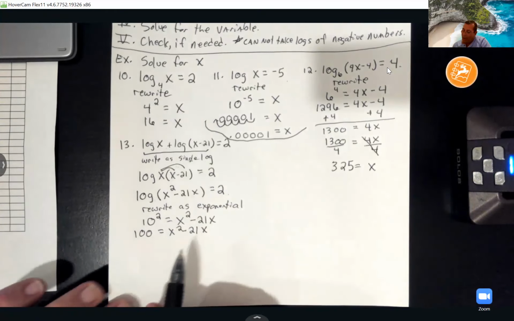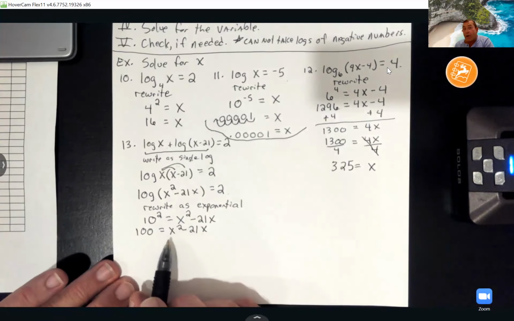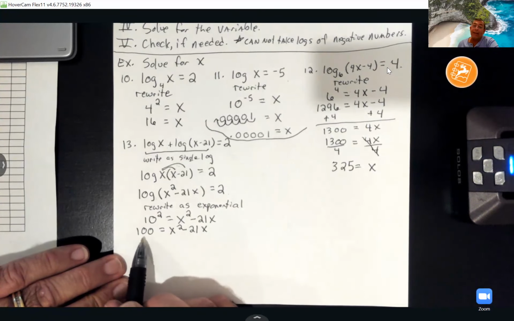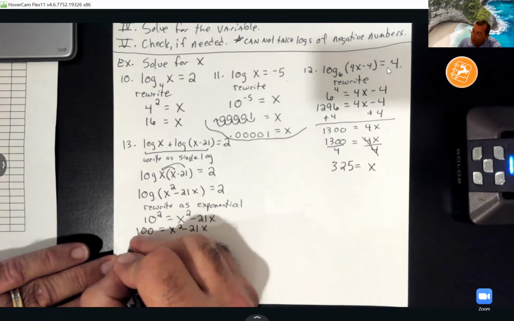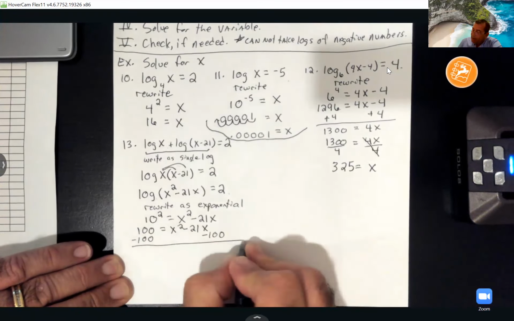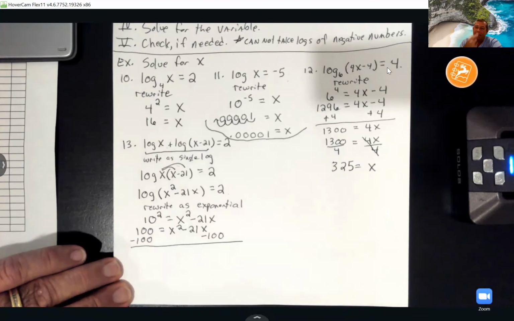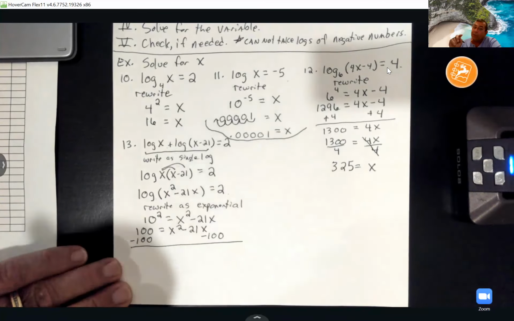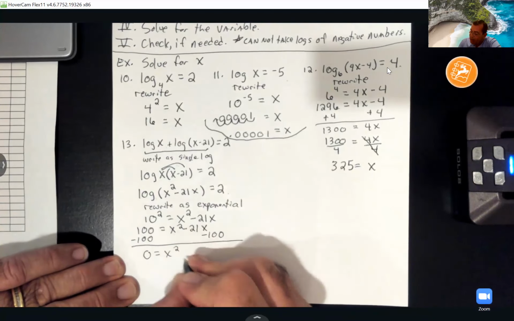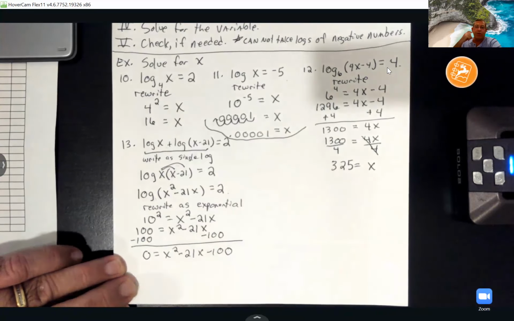So now what we got going on? We got an x squared in here. So this is going to be a quadratic equation. So I need to get a 0 on this side and move that 100 over here. So we're going to subtract that 100. So remember, once you start getting these quadratic ones, the x squareds and the x terms, you want to get everything on one side equal to 0. So I get 0 will now equal x squared minus 21x minus 100.